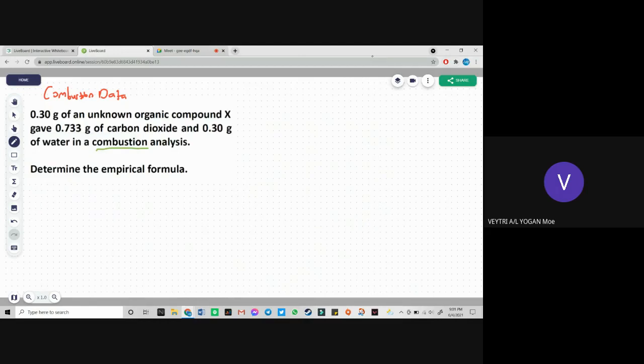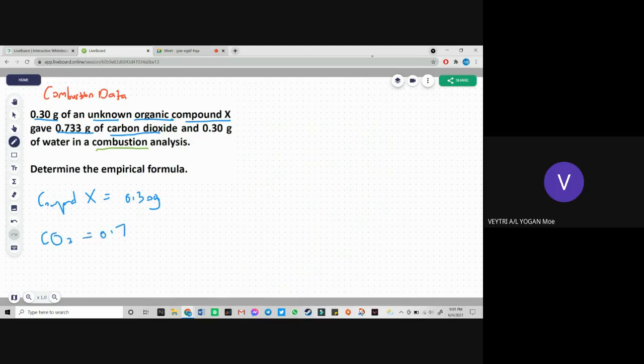Number one, look at the questions and values properly. 0.30 gram of an unknown organic compound X. Tunggu. Write down first. Compound X. Okay. Compound X ni apa? Compound X ni produk kepada segala-gala combustion yang sudah berlaku. Okay. So this is 0.30 gram. That is number one. Number two, give 0.733 gram of carbon dioxide. Compound X, combustion happened and stuff, it gave out 0.733 grams of carbon dioxide.